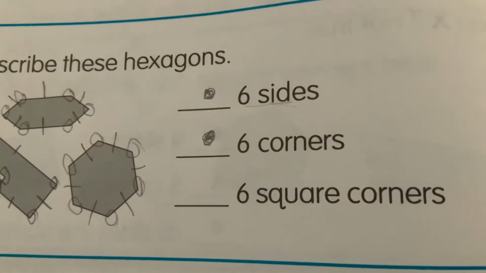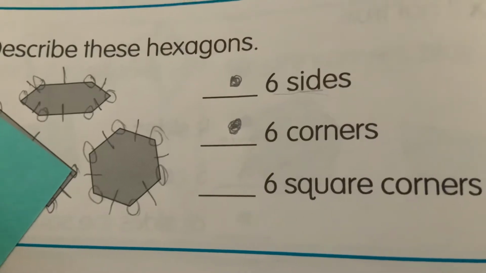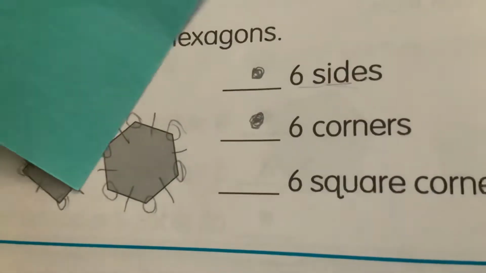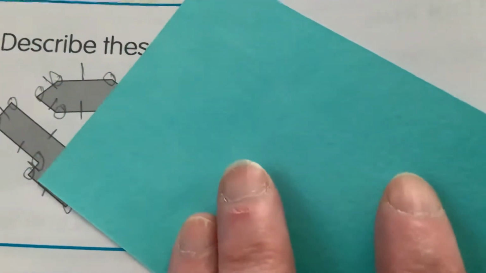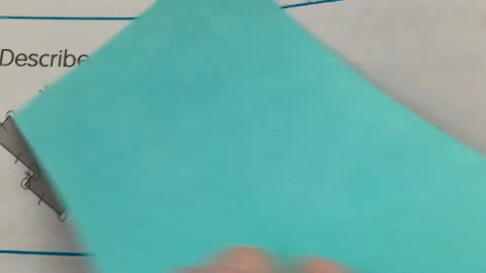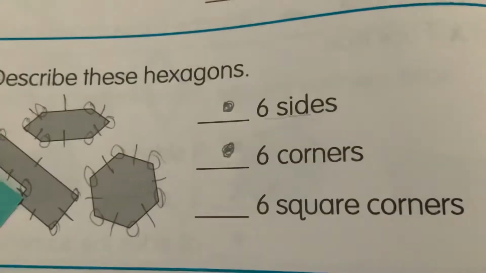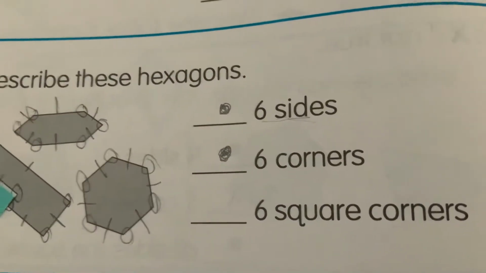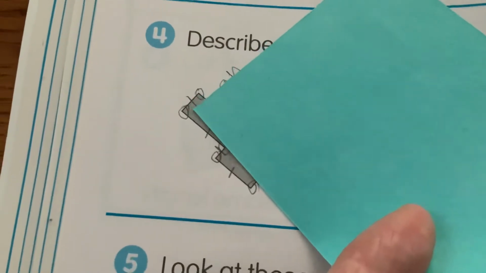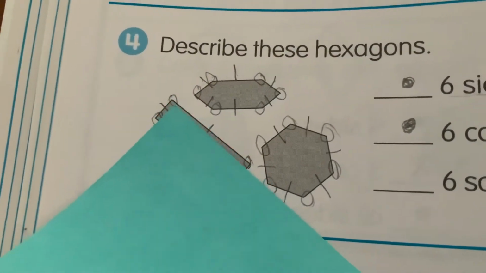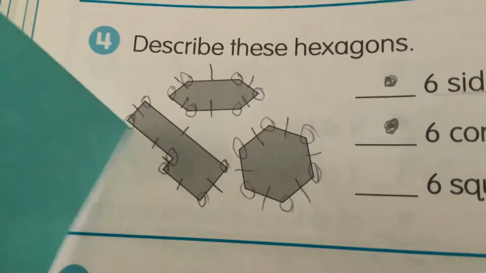Do they have 6 square corners? Well, if we look at this one, yes, that has a square corner there. It has a square corner there. It does here. This one, the corner goes inside, so we put it on the outside here. That is a square corner. This one has a square corner, and this one too. So this one has square corners.